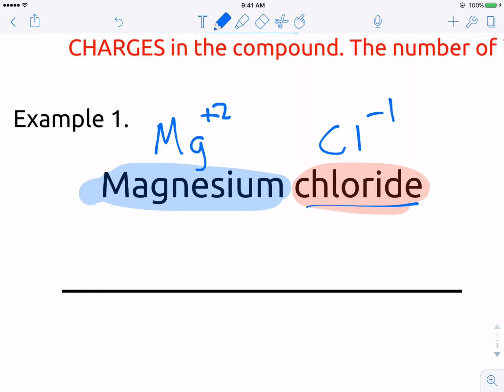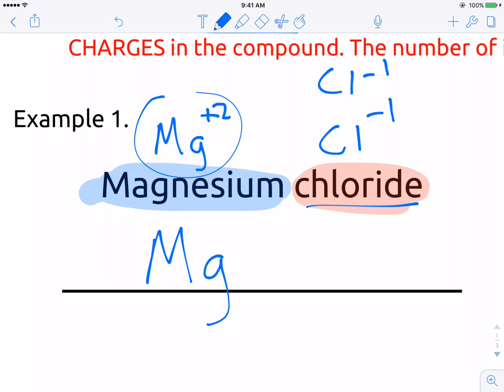Now at this point I have more positive charges than I have negative charges. So what I would need is another chlorine ion with a negative 1 charge. Now I have a total of positive 2 and a total of negative 1... those charges would balance. So when I write this formula, I start with my metal, magnesium. I only have one of them. Then I have chlorine, and I have 2 chlorine ions in this compound. So it's going to be Cl2 to represent the 2 chlorine ions that I need in this compound.